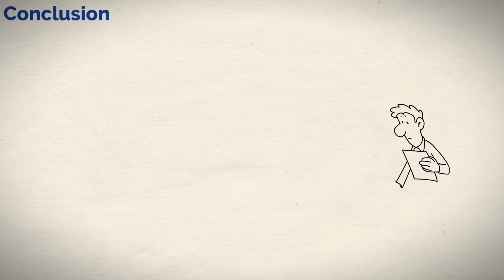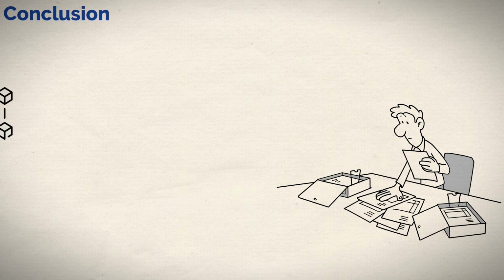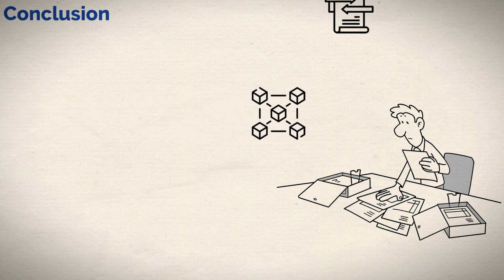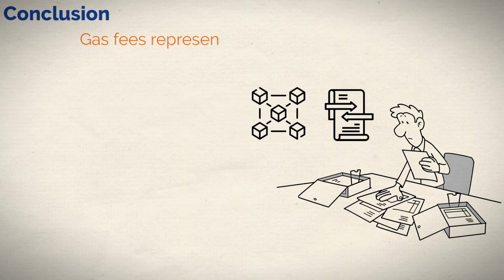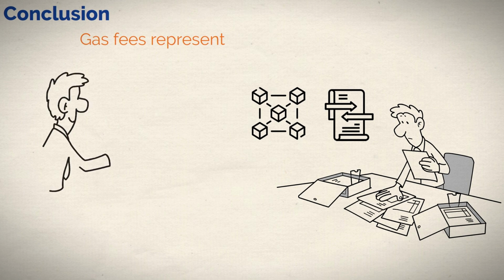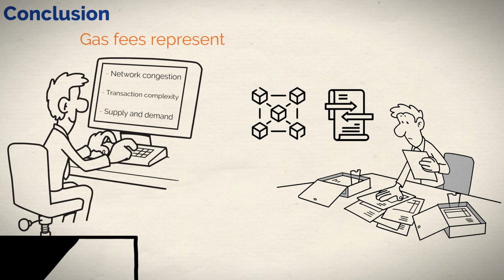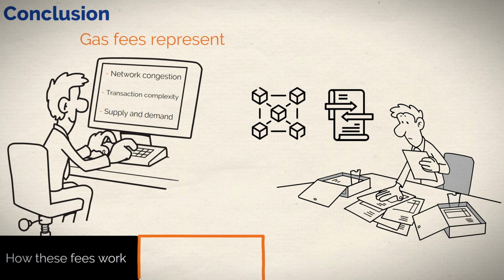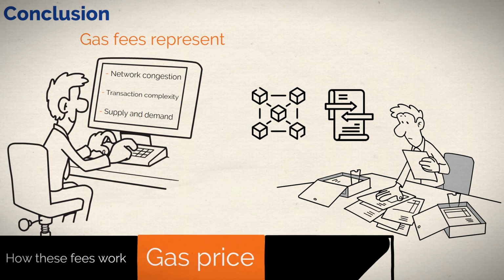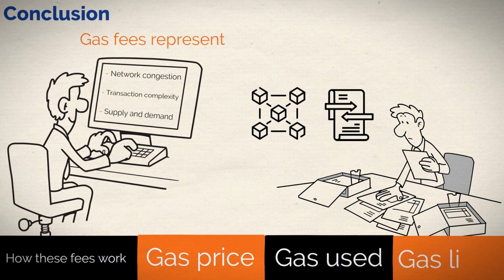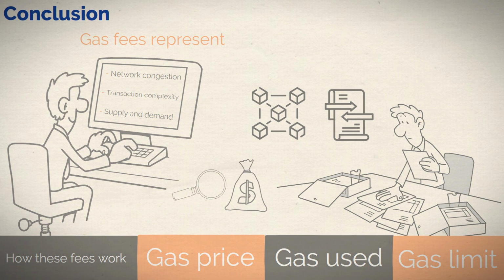To recap, in conclusion, understanding gas fees is crucial when interacting with blockchain networks, especially when executing transactions. Gas fees represent the effort required to process transactions, and they change based on factors like network congestion, transaction complexity, and supply and demand. By understanding how these fees work, and the language associated with them like gas price, gas used, and gas limit, you can better navigate and even reduce your costs within the network.